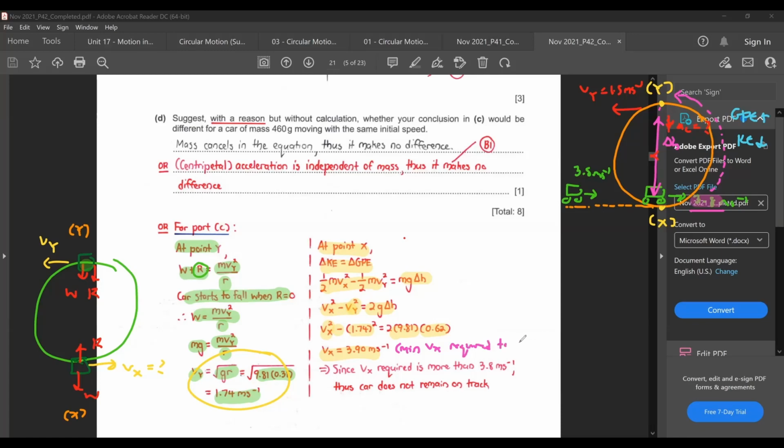required to complete the circle. But now you compare it with the actual one. The actual one is 3.8. This is what the question told you. This is your actual value right now. But when you calculate it out, to be able to complete the circle, you actually need 3.9. Since your vX required is more than 3.8, the actual value right now, your car does not remain on track. So this is another way of doing it.